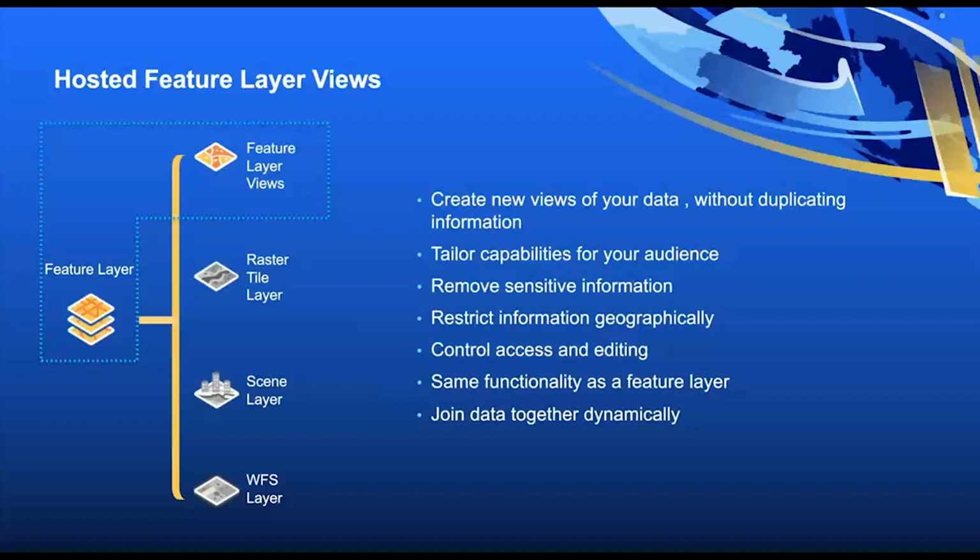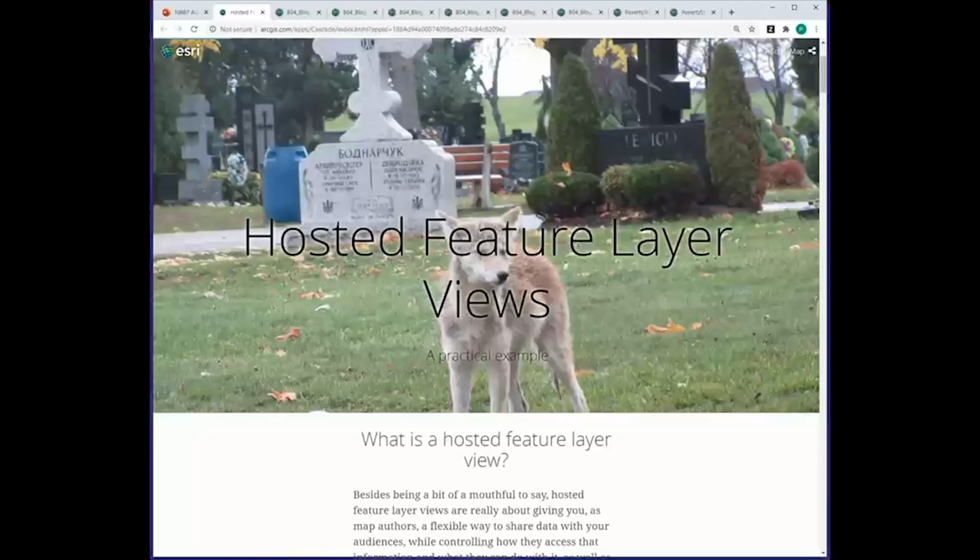And one of the other really cool things that I'll touch on in the demo at the end is that through the analysis tools, if you happen to own both of the layers that you're joining together, you can opt to store that as a hosted feature layer view. That's a dynamic join on the fly of your data set. So as those source layers update, the join updates dynamically as well. So with that, let's hop over and dive into a quick demo.